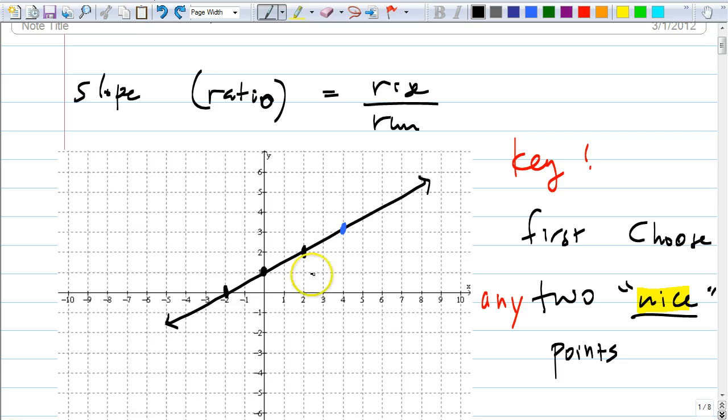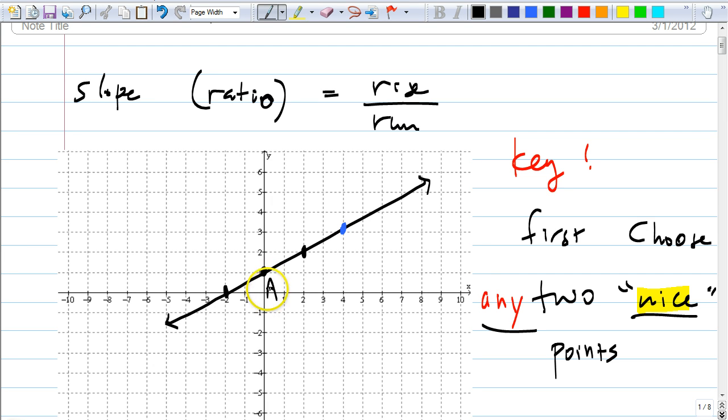So let's pick 2 points. It doesn't matter which 2 points. It says any 2. Which one would you like to choose? Aaron, which would you like to pick? Let's find the slope of this line. And which point would you like to choose? Because it says pick any 2 points. 0, 1? Yeah, 0, 1. Okay, good. Okay, let's pick this point 0, 1.